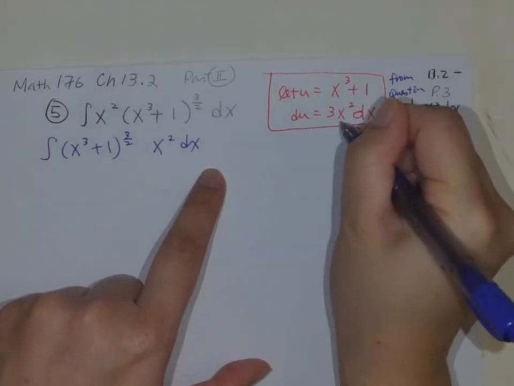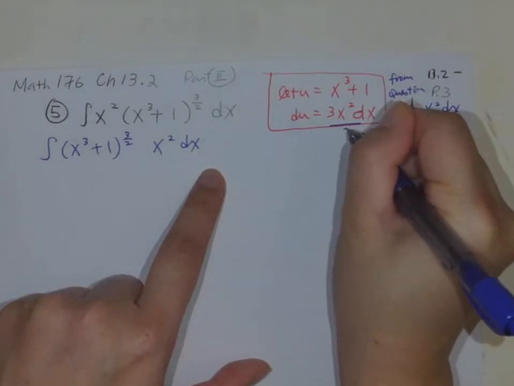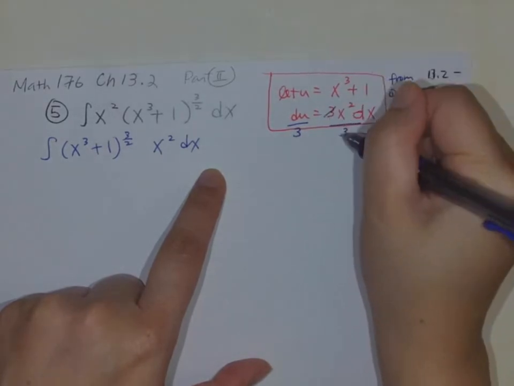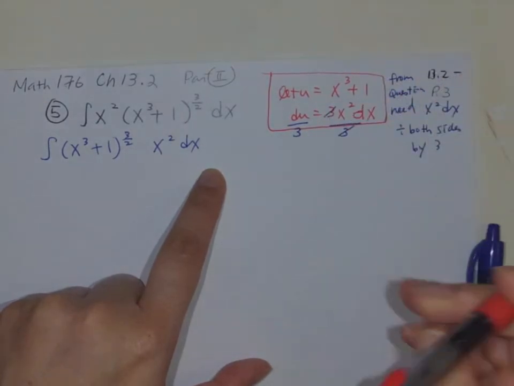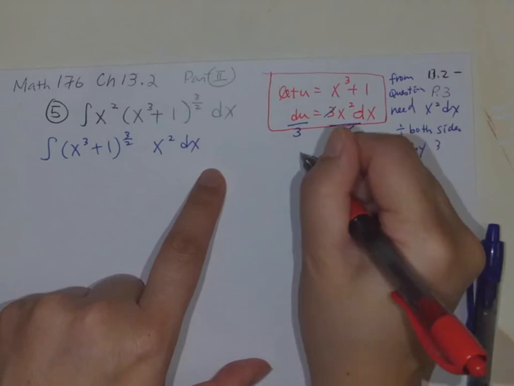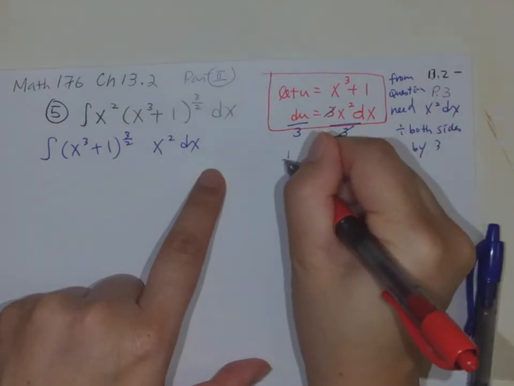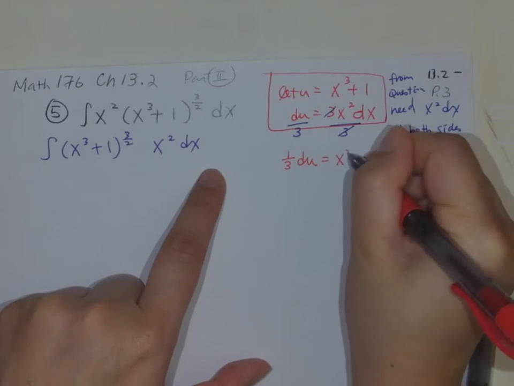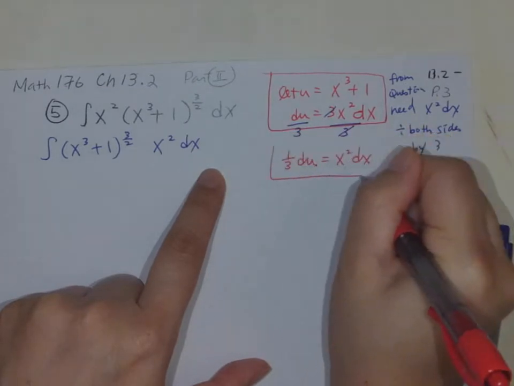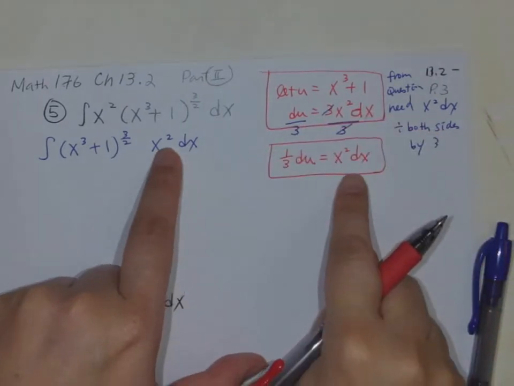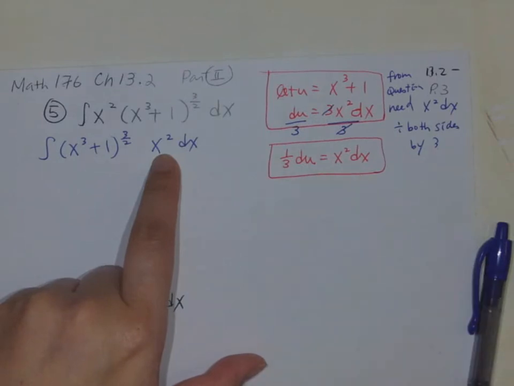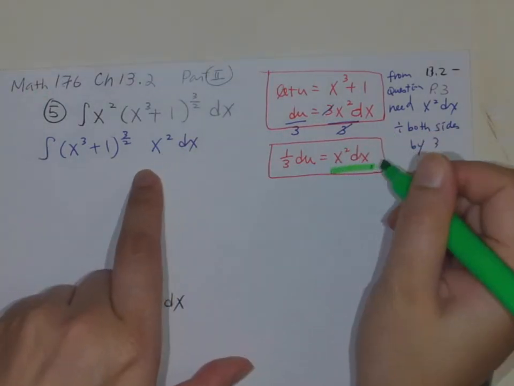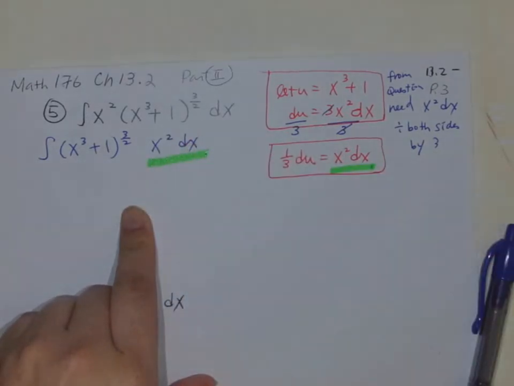So if you divide this side by 3, and then you divide this side by 3, then this will be gone, right? So in other words, this means 1/3 du will equal x squared dx. So it requires a little bit more work, so this part will match. This is the more difficult part compared to the first few examples.